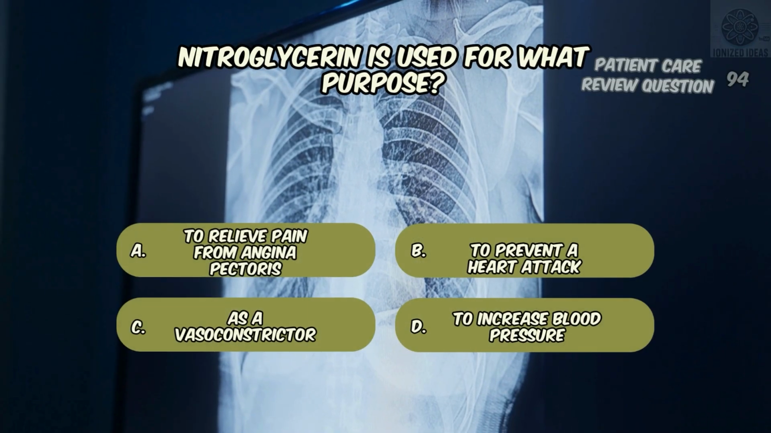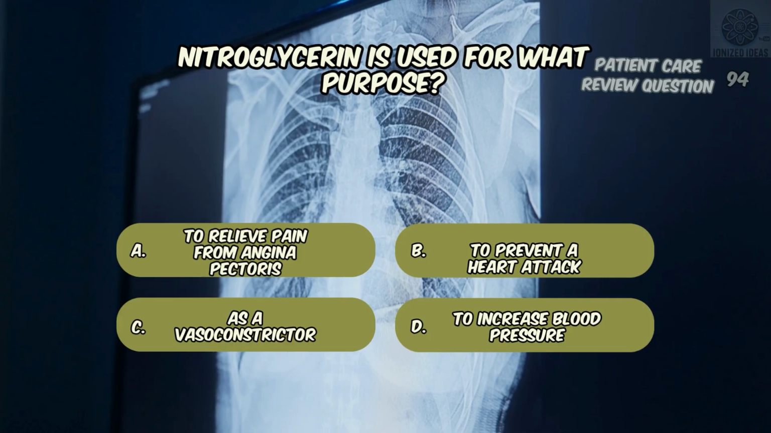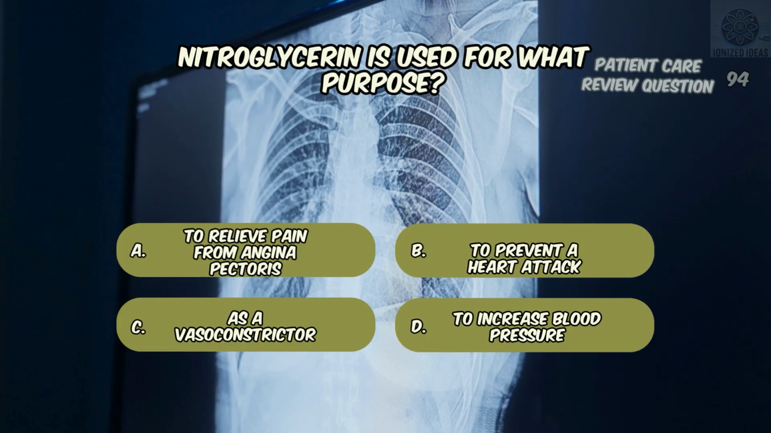Nitroglycerin is used for what purpose? A. To relieve pain from angina pectoris. B. To prevent a heart attack. C. As a vasoconstrictor. D. To increase blood pressure.